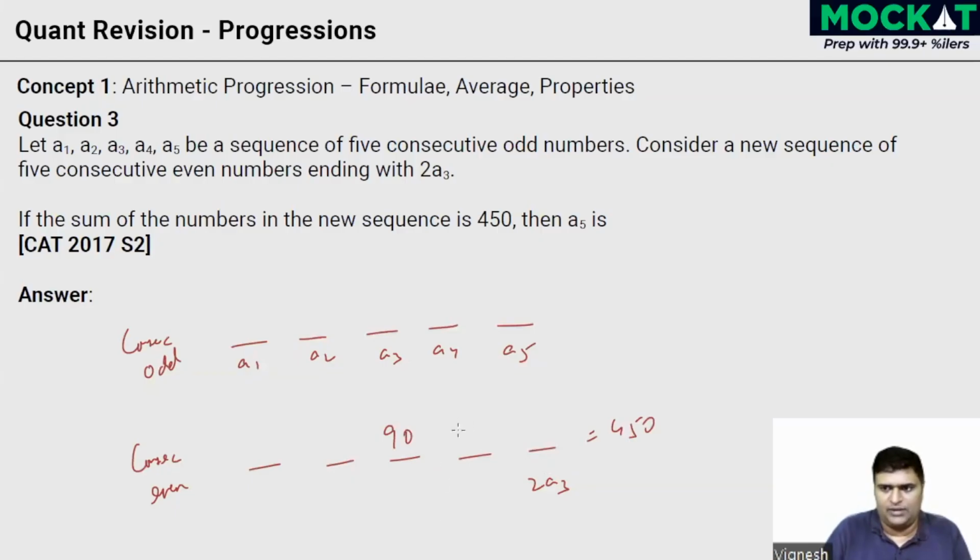And I want to get to 2a3. So I keep adding to 92, 94, consecutive even. If 94 is 2a3, a3 is going to be half of this, which is 47. I need to find a5. Keep adding to 49, 51, and that becomes the answer here.